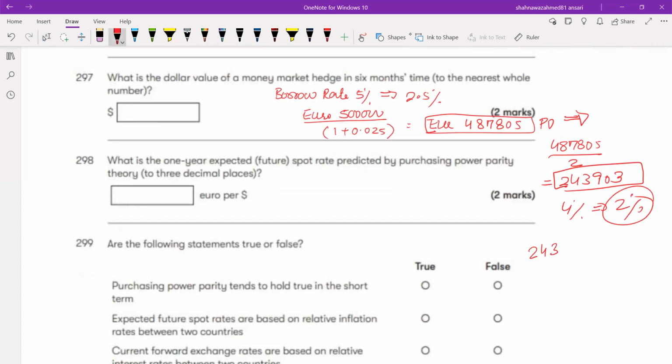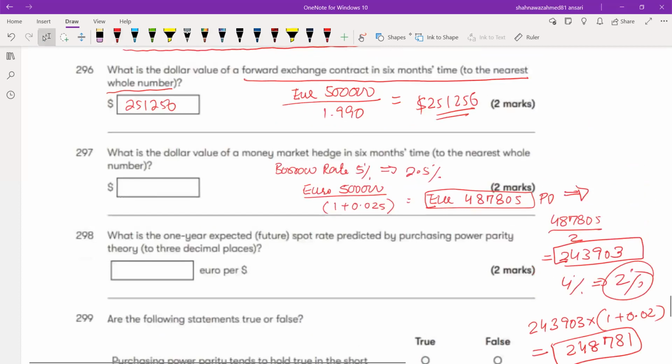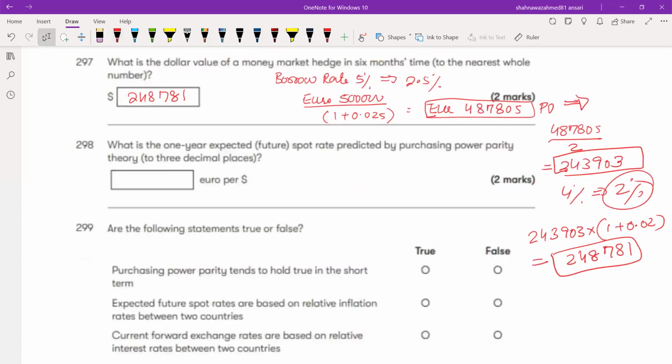So after 6 months, what I'll get is the future value, 1 plus 0.02, so that is 248,781. So the answer is 248,781.